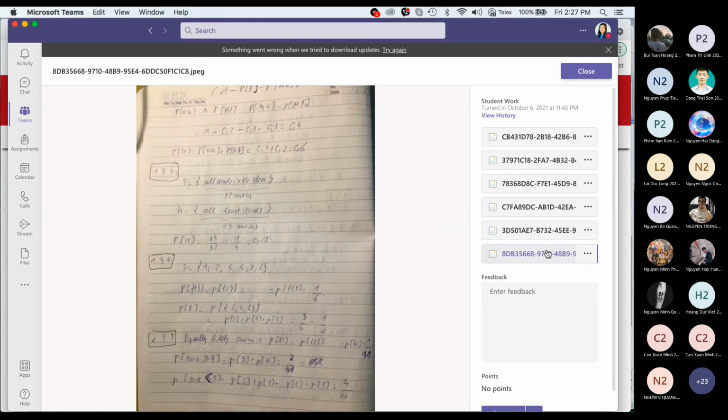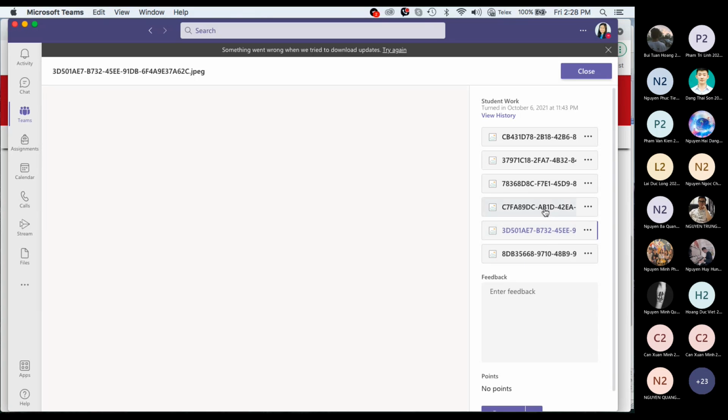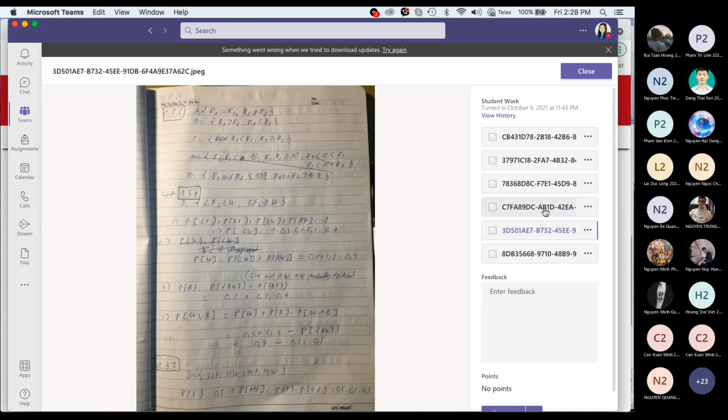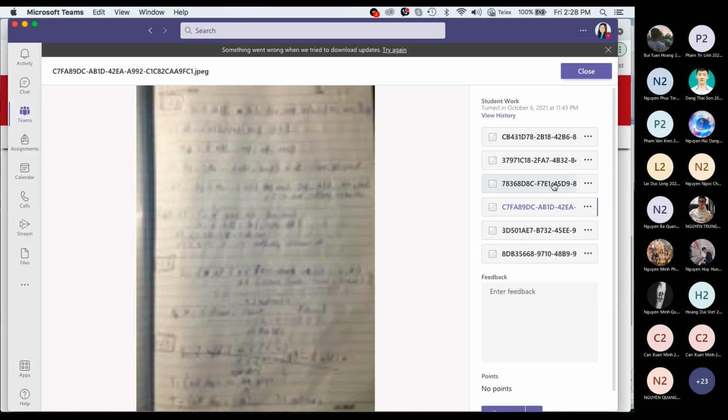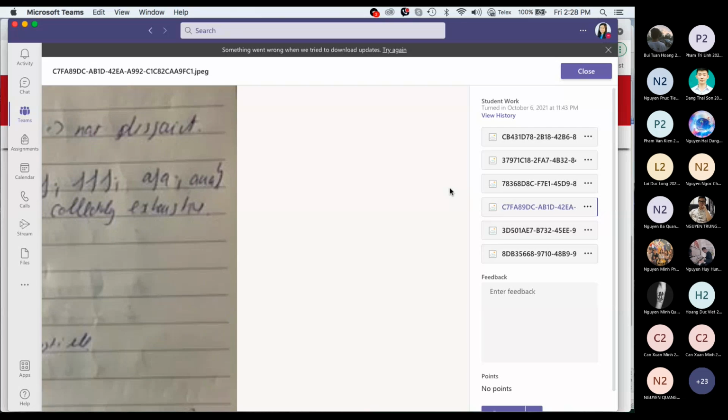If you submit the assignment as many images, it's difficult for me to evaluate. I would like you to combine all of them together into one PDF file. It's difficult for me to evaluate because they have no order. Okay, I see that.